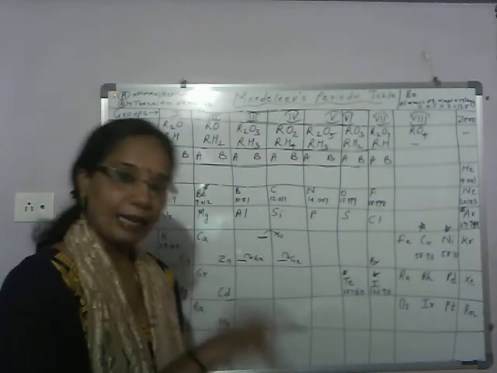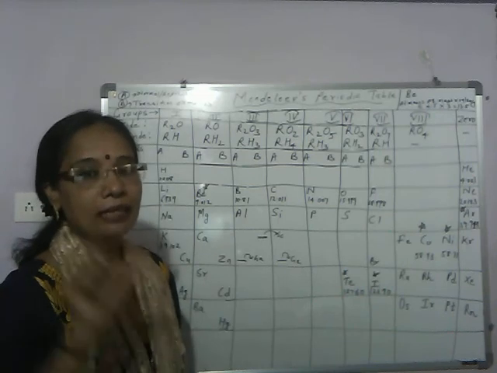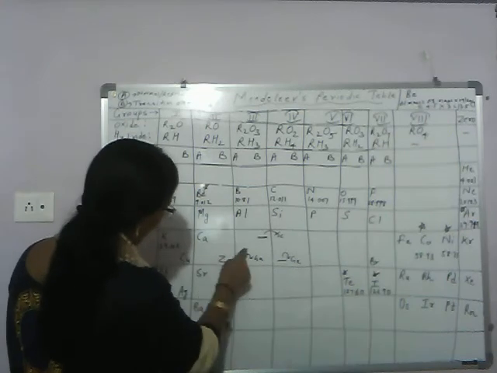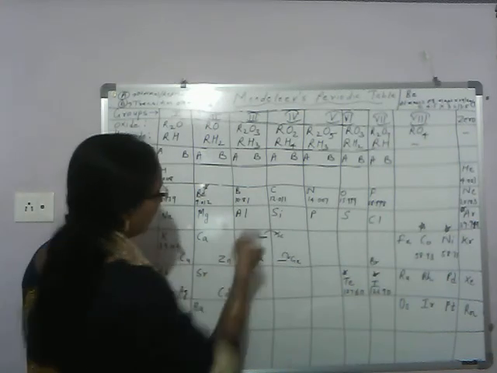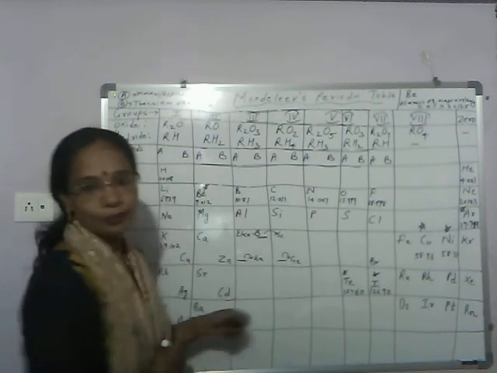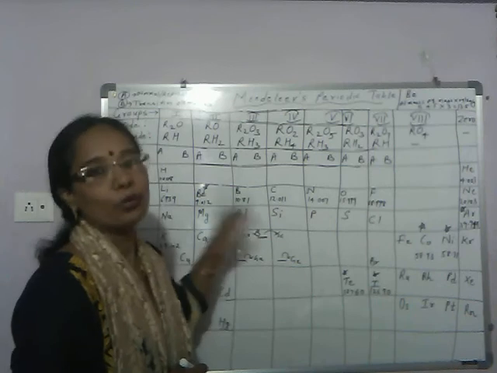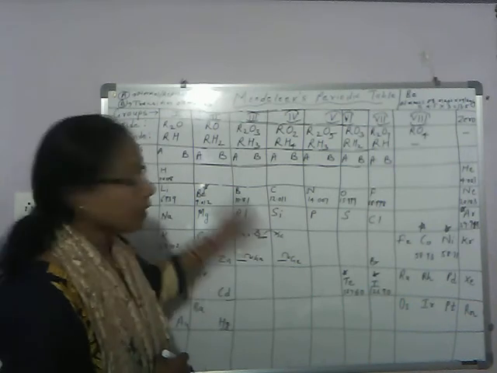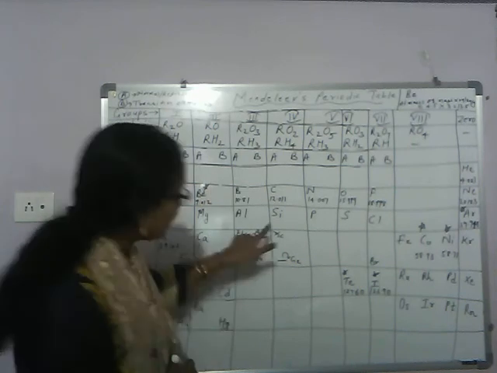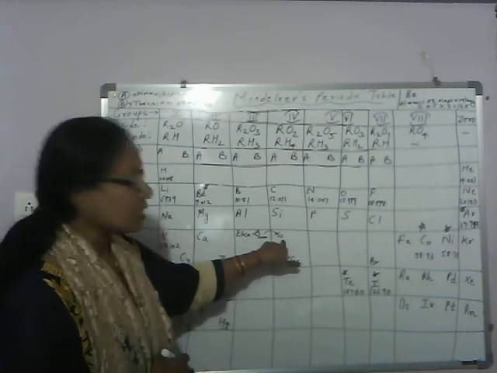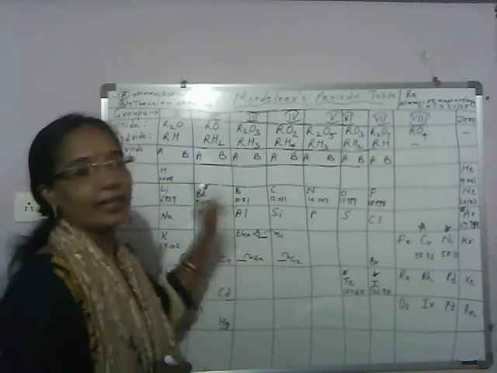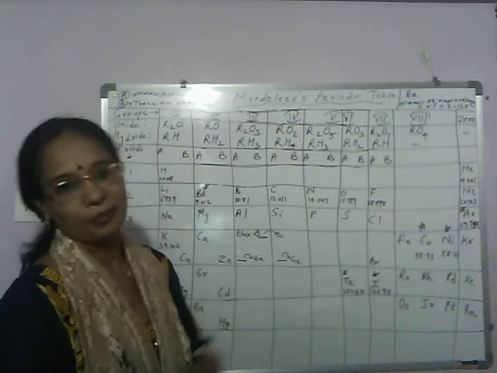He also named the elements by prefixing a Sanskrit word, ekah. Ekah means first. The blank space which he left, he named ekah boron, meaning the first element after boron. The properties will be similar to boron. Later, the element discovered in this place was scandium, and the properties were as predicted by Mendeleev.